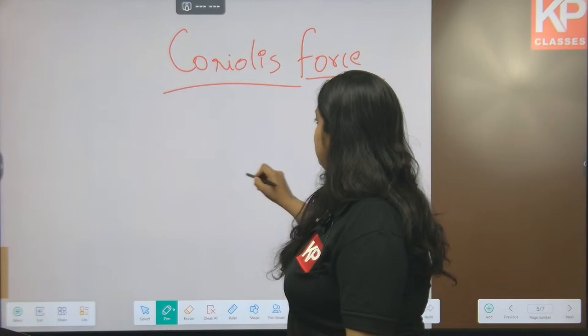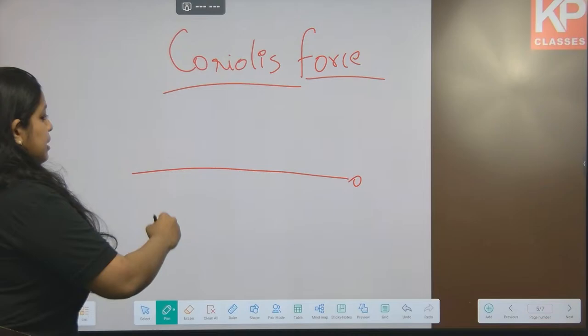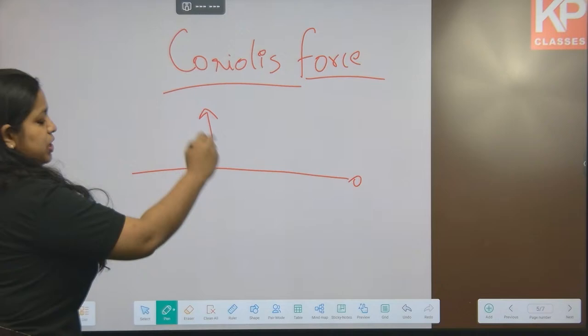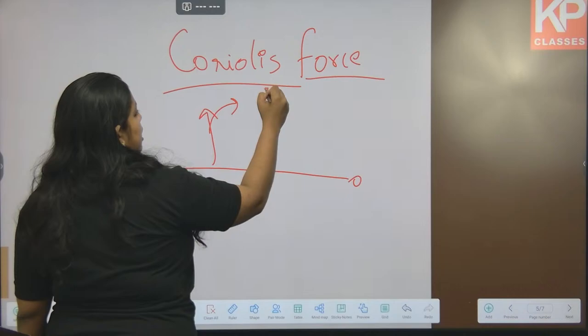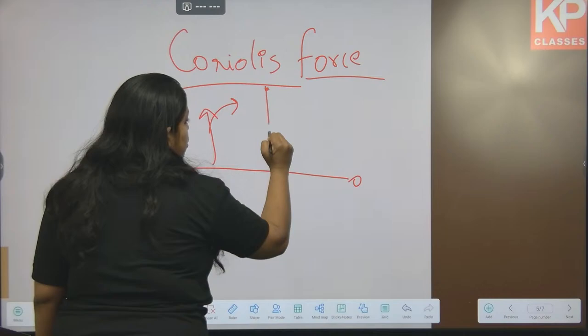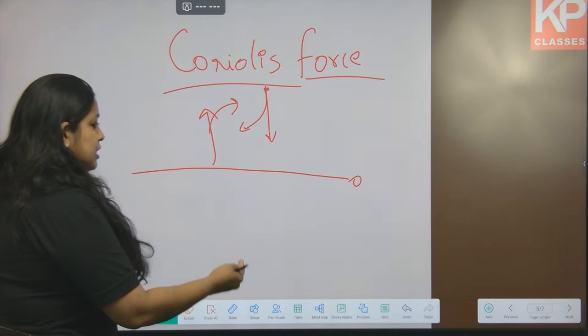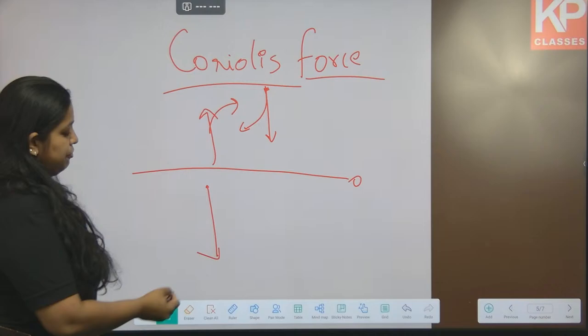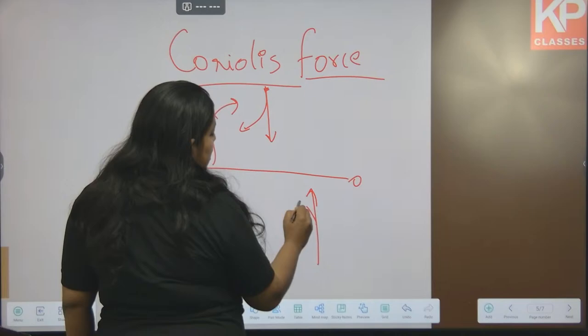So this is the geographical equator. In the northern hemisphere, any air molecule moving in this particular direction towards the poles will be deflected towards its right. If an air parcel, an aircraft, whatever it is, is moving from the polar region towards the equatorial side, it will be deflected towards its right. Whereas in the southern hemisphere, an object moving towards the pole will be deflected towards its left. If it is moving in this particular direction, it will be deflected towards its left.